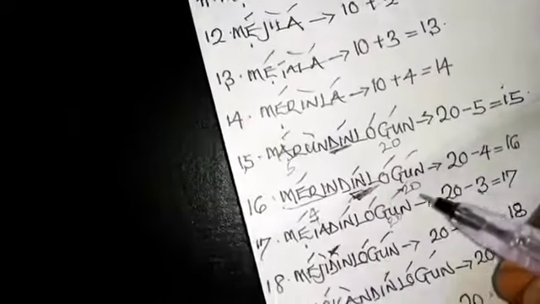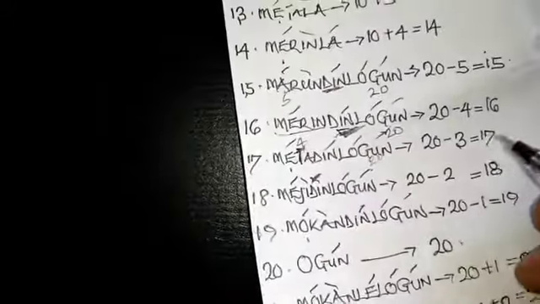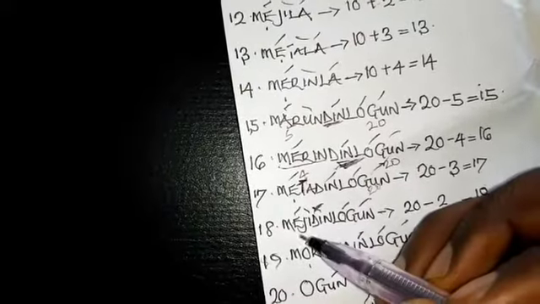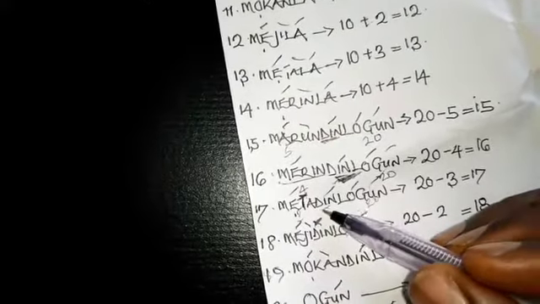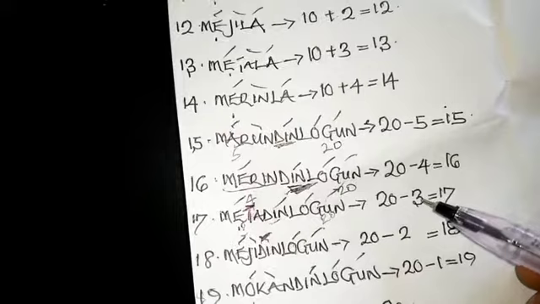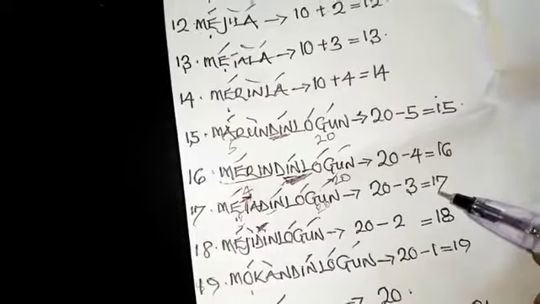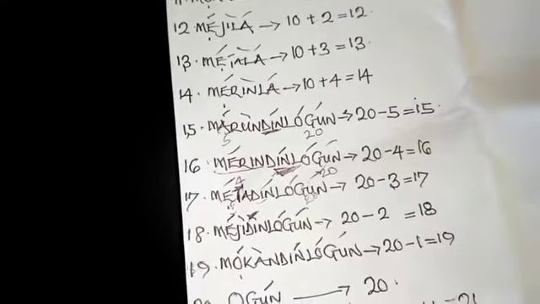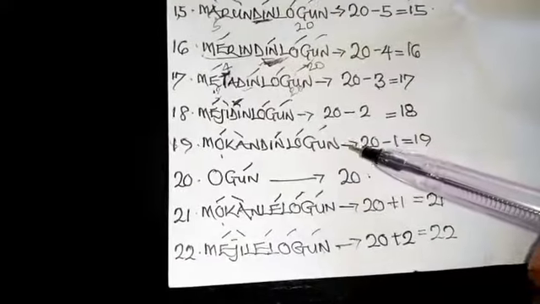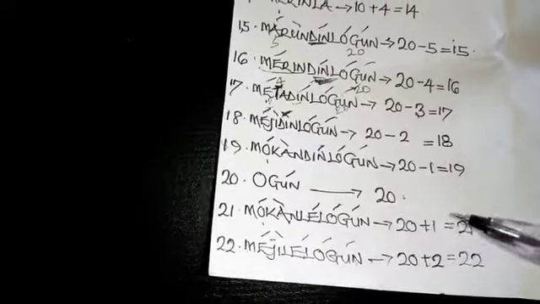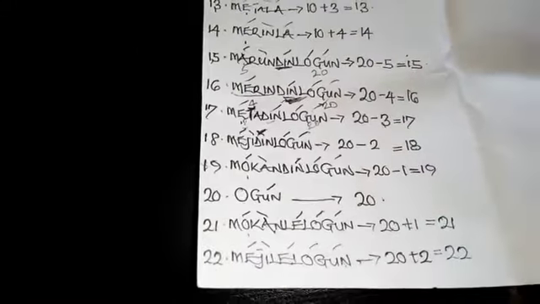Mẹ́tàdínlógún. Mẹ́ta is 3. Ogún is 20. Dín is minus. Mẹ́tàdínlógún, that is, you have to subtract 3 from 20. So it gives us 17. Méjìdínlógún means 18. Ọ̀kàndínlógún, 19. Ogún, 20.